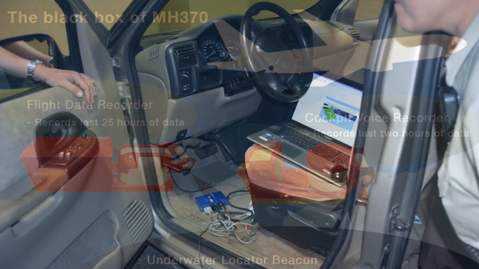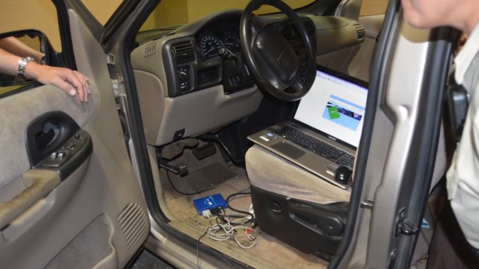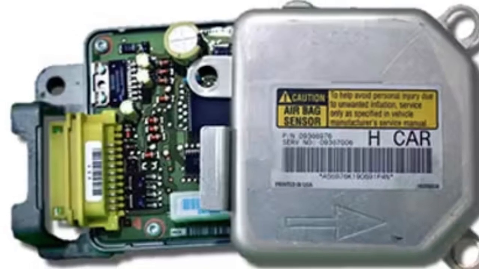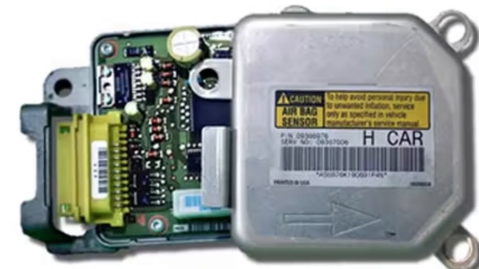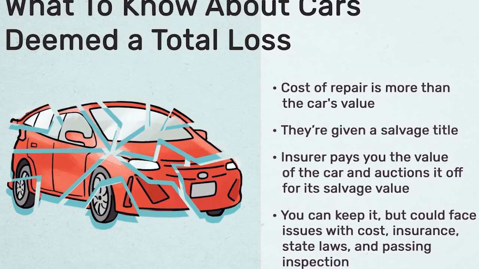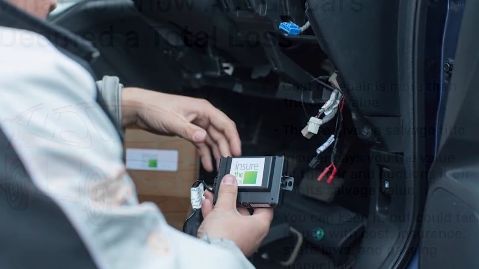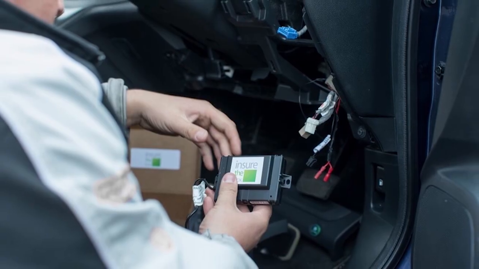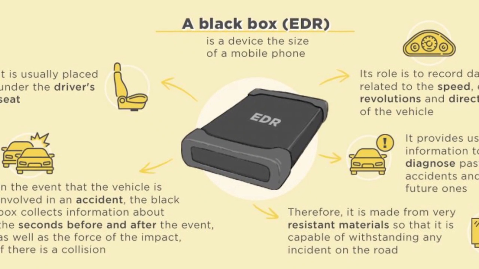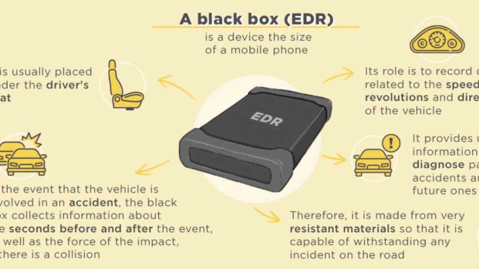Let's start with the basics. A black box in a car isn't a big recording device like you might imagine on a plane. It's a small computer chip built into a car's airbag control module or other vehicle systems. The device is designed to record certain types of information about how the car was being operated before and during a crash. So what kind of information are we talking about?